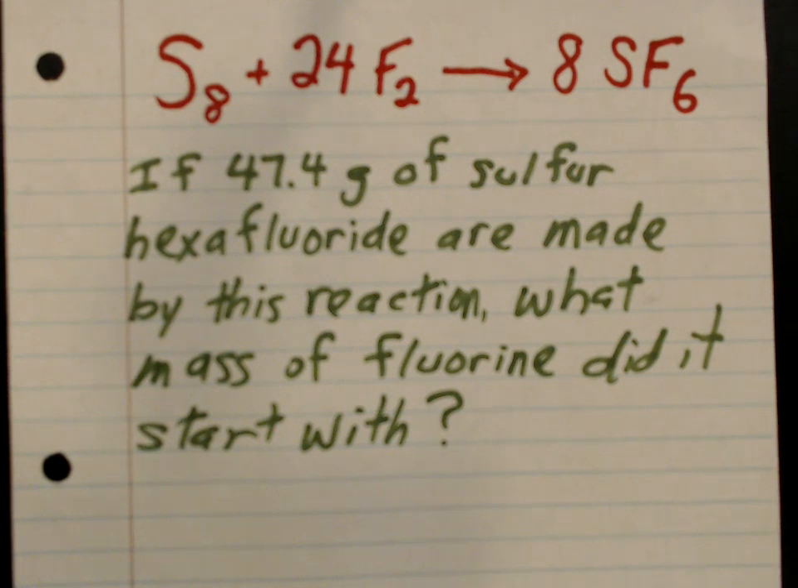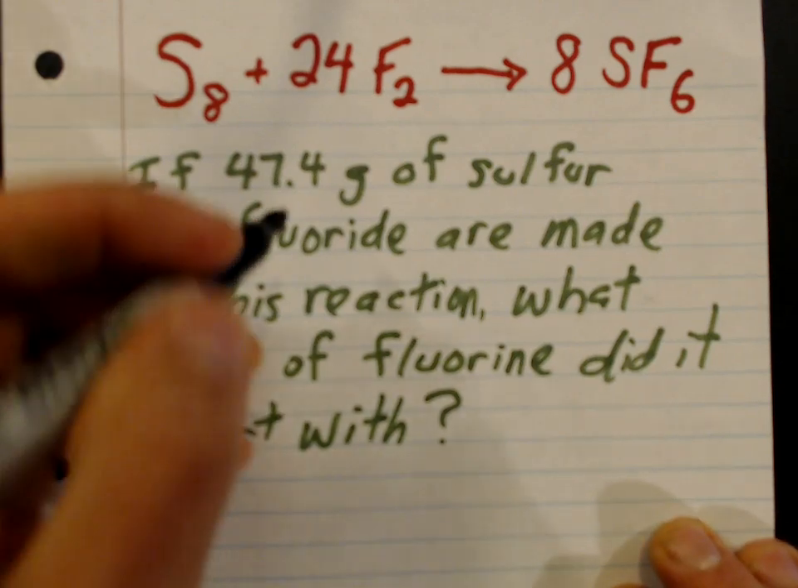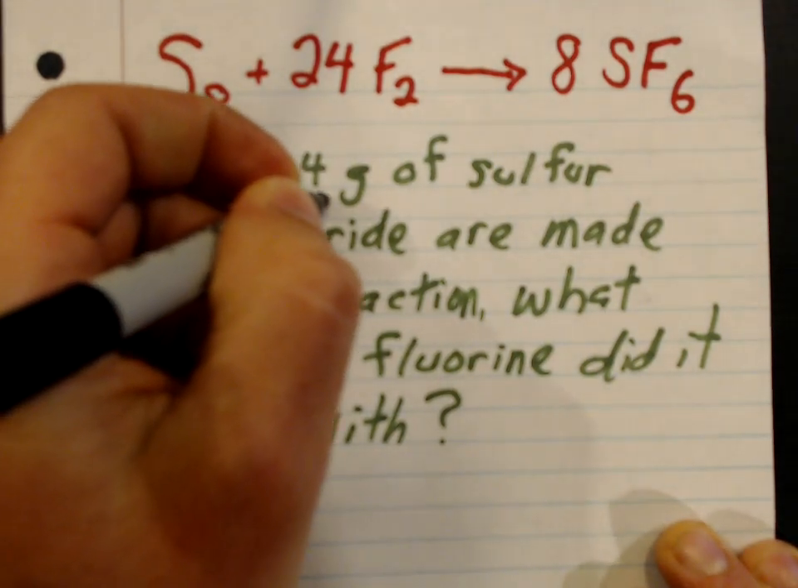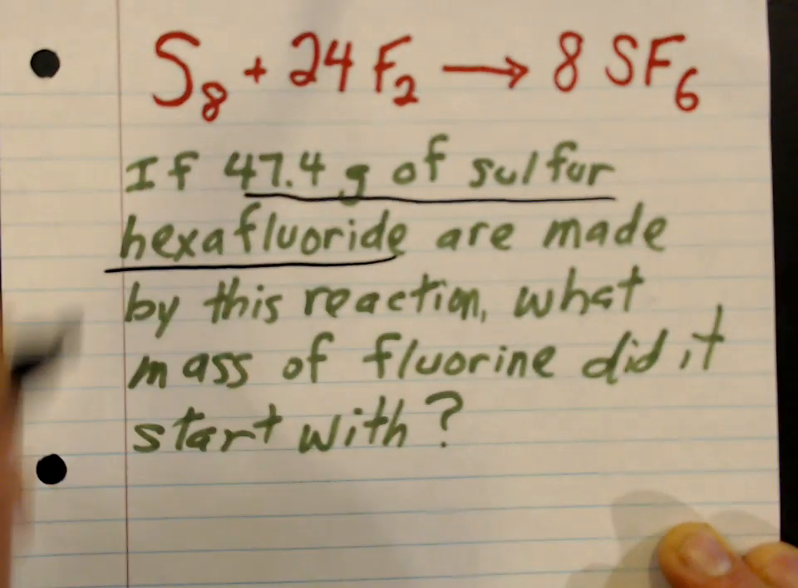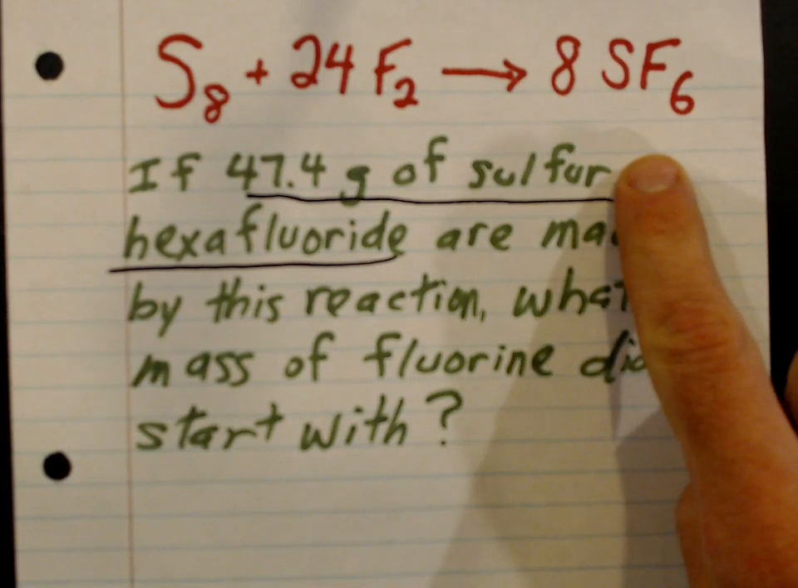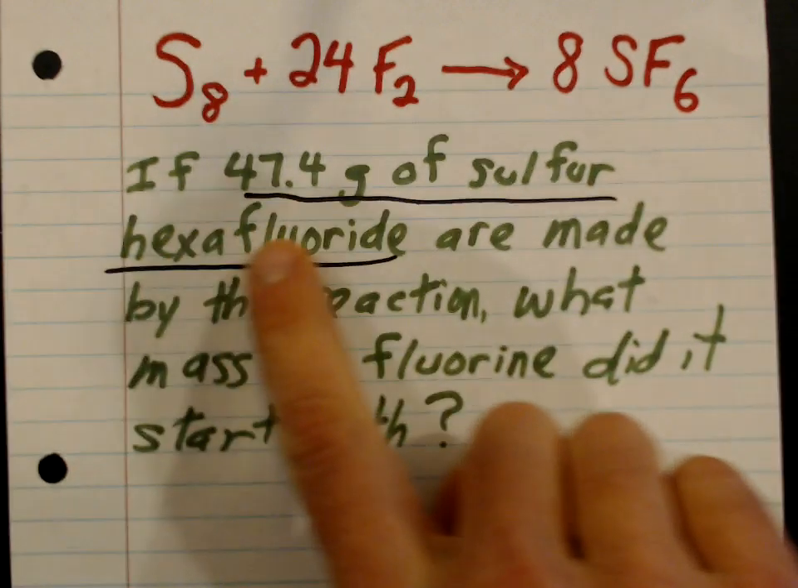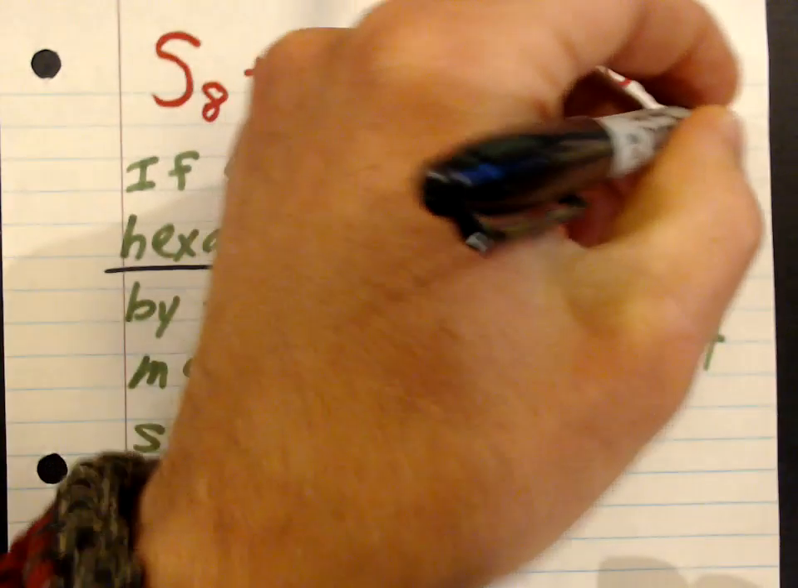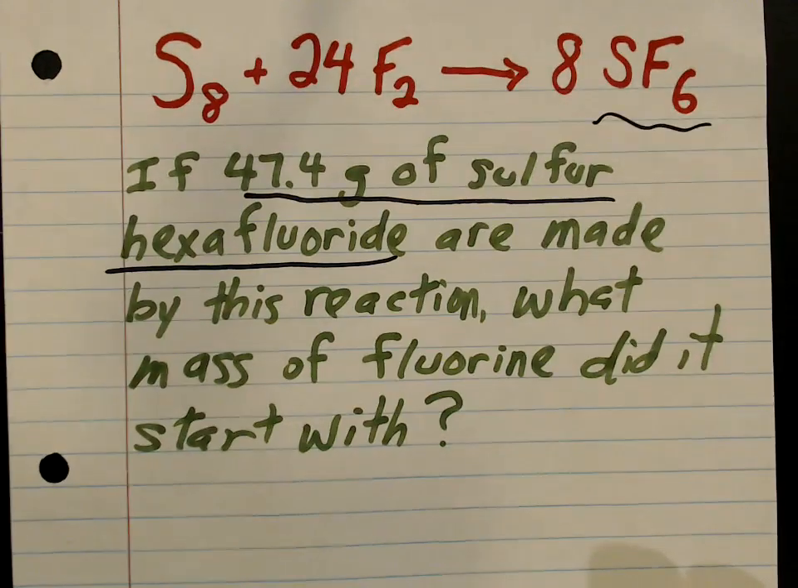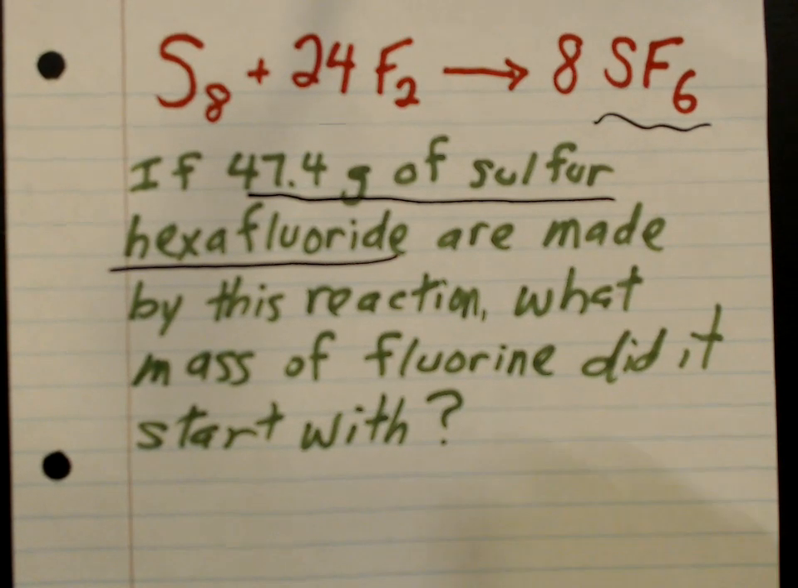Step 1, let's identify that given quantity and the unknown quantity. The given quantity has a mass of one substance specified. Hey, that would be 47.4 grams of sulfur hexafluoride. Be careful, I almost stopped at sulfur. No, sulfur hexafluoride is the name of a substance. That's our given quantity. This is going to be the one that our calculations begin with.